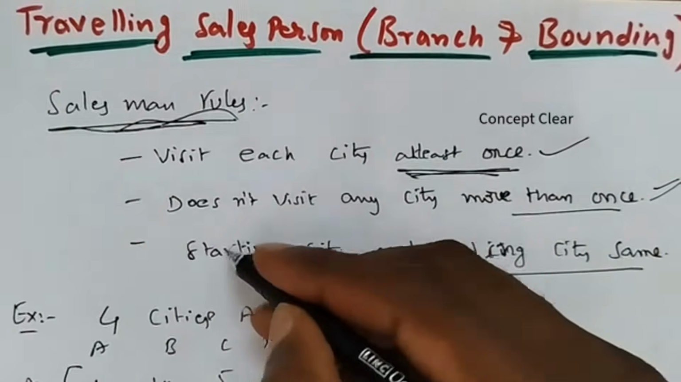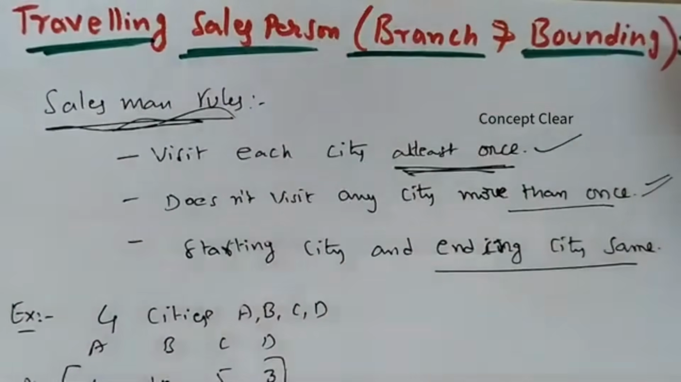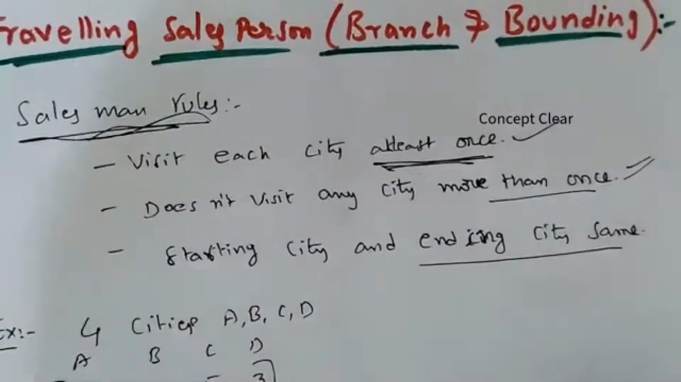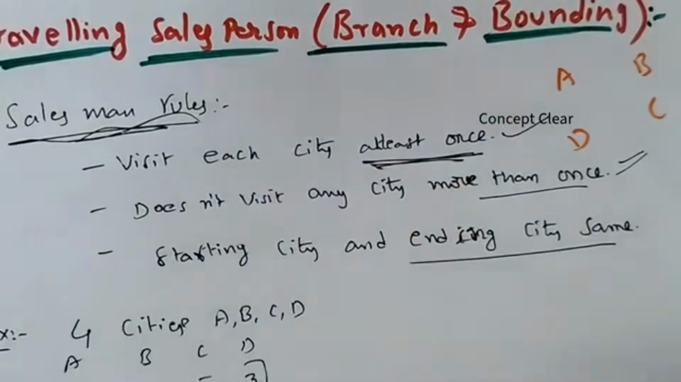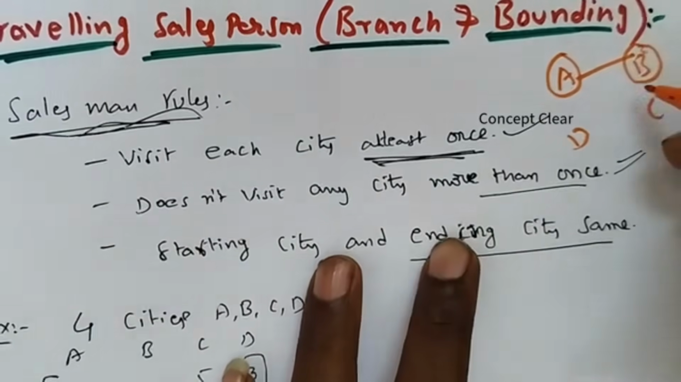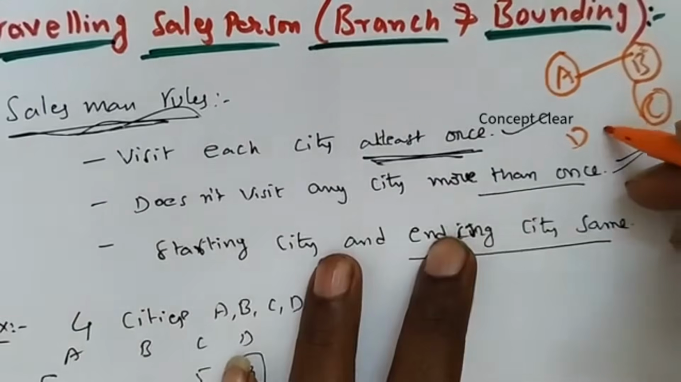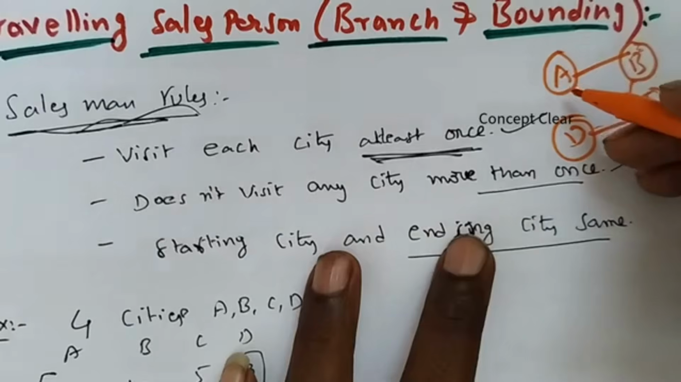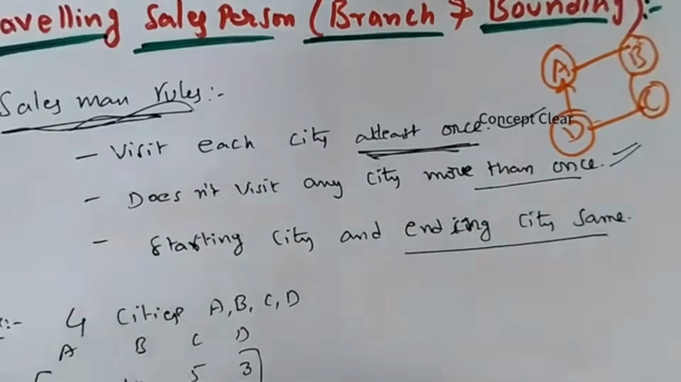The next rule is that the starting city and ending city should be the same. For example, we have four cities A, B, C, D. You start from A to B, and from B to C, and C to D, and finally you return to the original location A. Like that, we have to complete all the cities only one time.